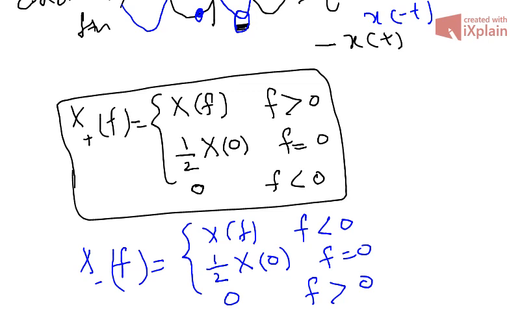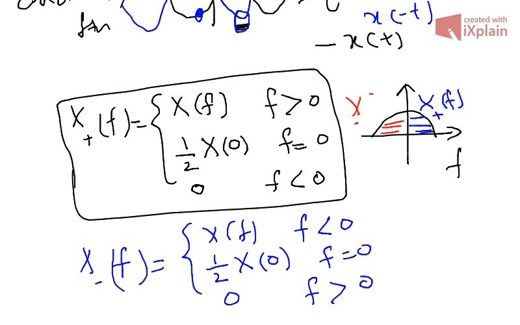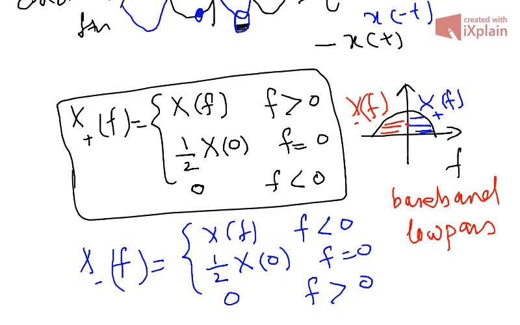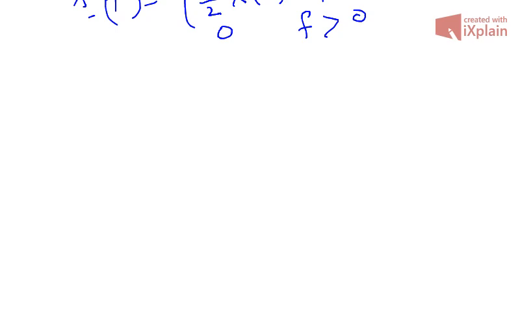Whether you have a baseband signal or a passband signal, you can use this definition. So this would be our x positive of f, and this would be our x negative of f. This is for a baseband signal, or a low pass signal. At the origin we take half, so half is associated with the positive spectrum and half with the negative spectrum.